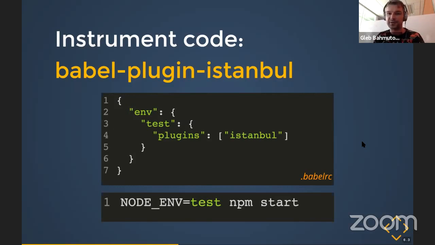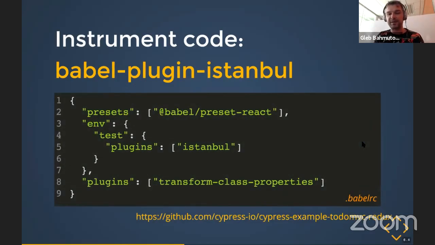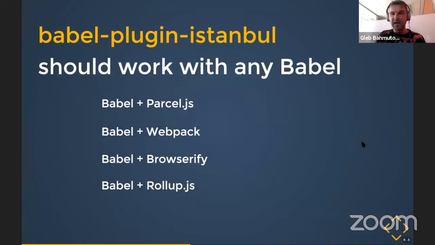So when you start your web application, when you start your bundler, you just have to set node environment equals test. So here's a realistic example that I'm about to show, called Cypress example to do MVC Redux. This is a Babel RC file. It has normal presets, normal plugins that apply in all environments. But in the test environment, we're going to instrument our code.